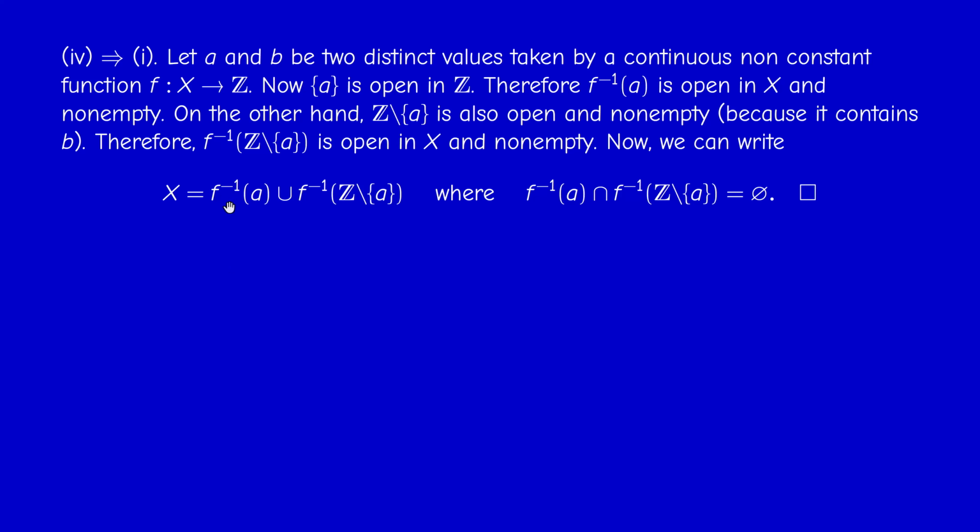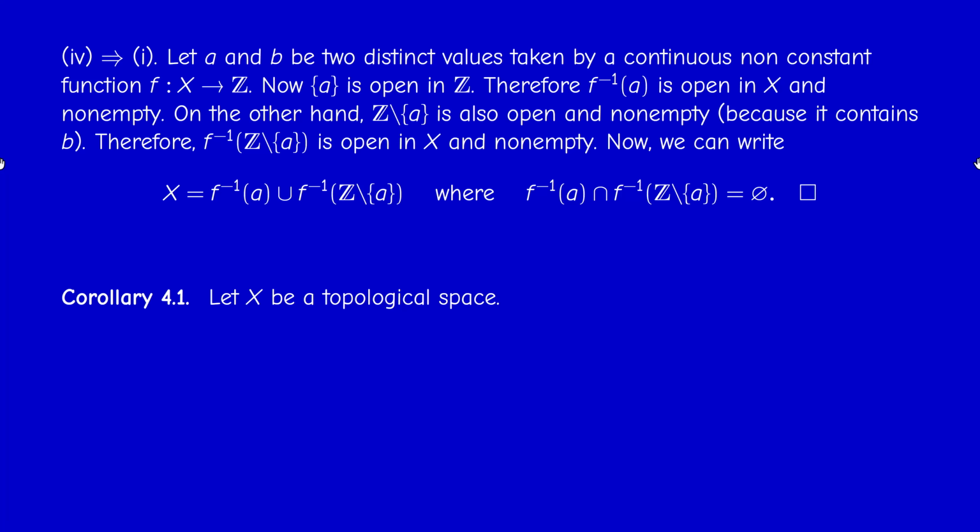We can write X as the union of the inverse image under f of a, which is an open set, and the inverse image of its complement. And these two sets are disjoint, non-empty, and open. So we have a separation of the space. So X is not connected.